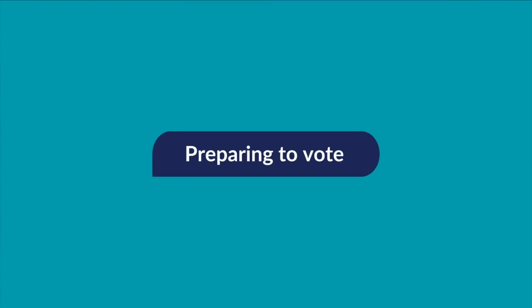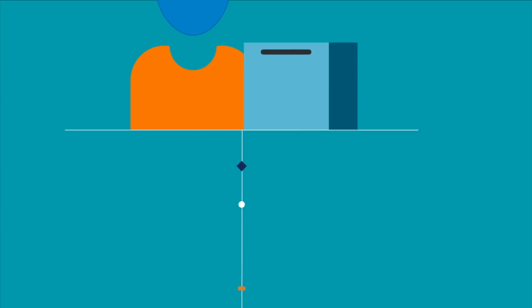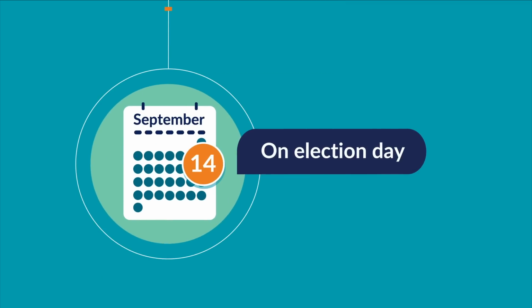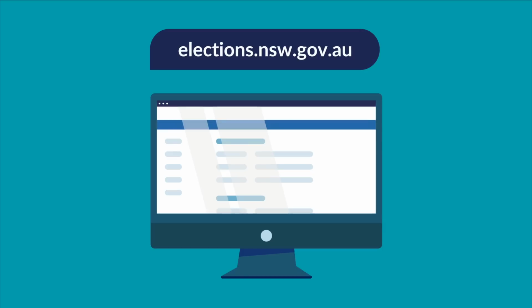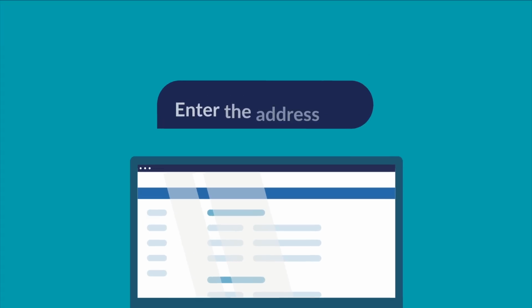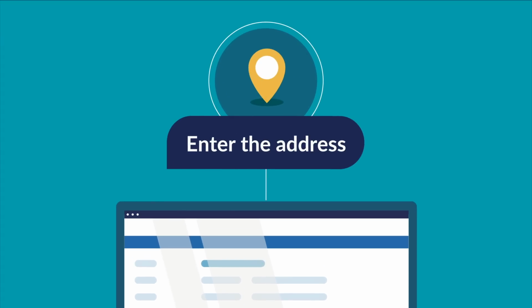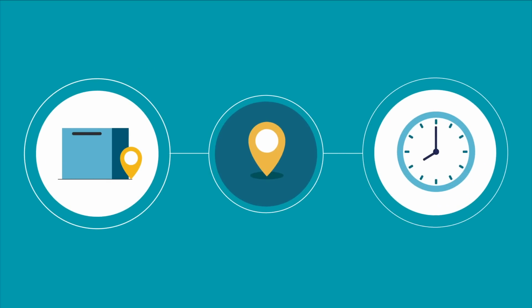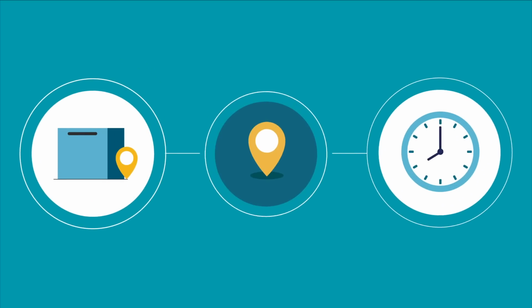Watch this video to understand how to complete your ballot papers. Preparing to vote. If you are planning to vote in person before election day or in person on election day, check where you can vote by visiting elections.nsw.gov.au. Enter the address of where you are enrolled to vote to find a list of polling places and information about each venue's opening hours and accessibility.